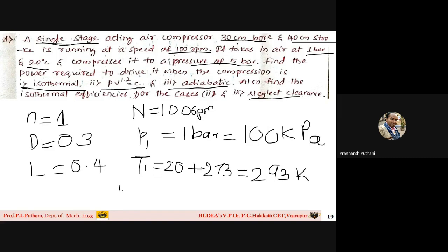Then pressure P2, how much it is? 5 bar. 5 bar means how much kilopascal? It is 500 kilopascal. Students, what I am saying? 5 bar is equal to 500 kilopascal.